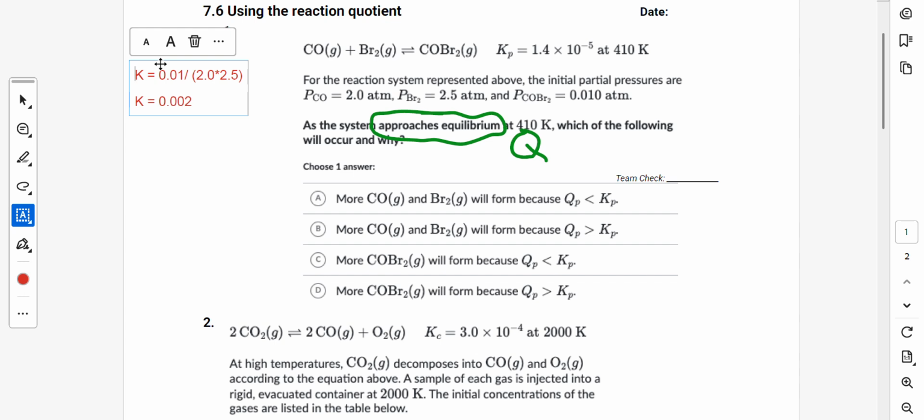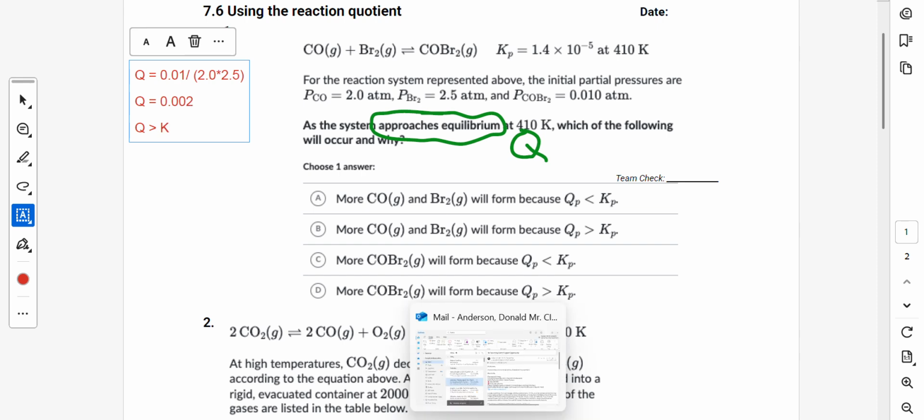My value comes out to be 0.002. Now, I was showing my work earlier, and I actually wrote this incorrectly. This is Q because we haven't reached equilibrium yet. So my Q value is 0.002, or 2 times 10 to the negative third. K is 1.4 times 10 to the negative fifth, which is significantly smaller. So I have Q is greater than K.